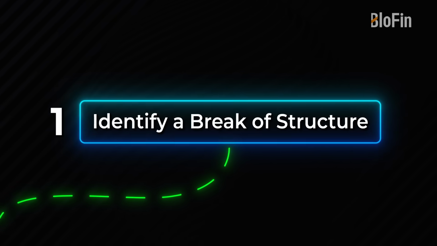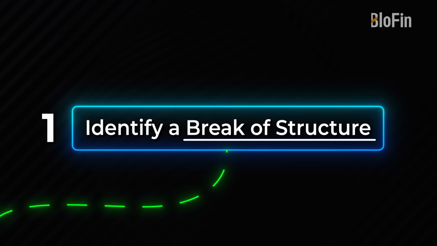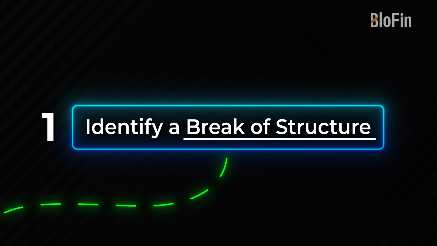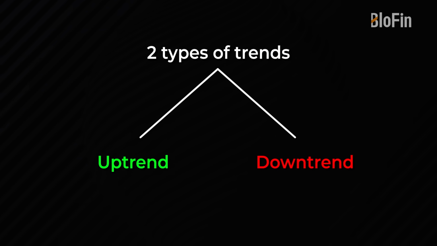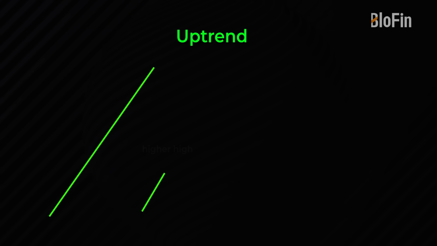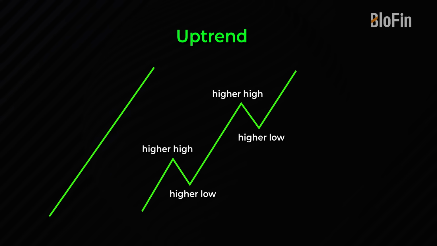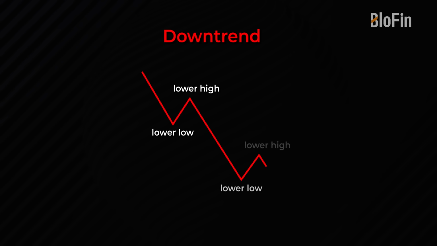So let's begin. Step 1 is identifying something called a break of structure in price. To do this, we first need to understand how trends actually form. So we all know there are 2 types of trends in the market: uptrends and downtrends. Let's take an uptrend for example. During an uptrend, the markets rarely move straight up. Instead, it moves in a structured way, forming what's called higher highs and higher lows. On the flip side, during a downtrend, the structure you'll find is price forming lower highs and lower lows.